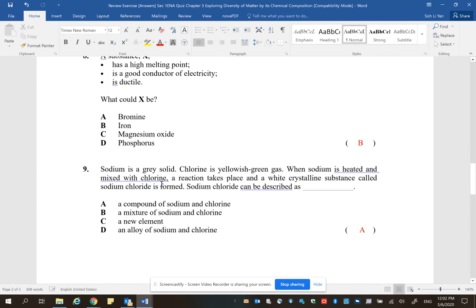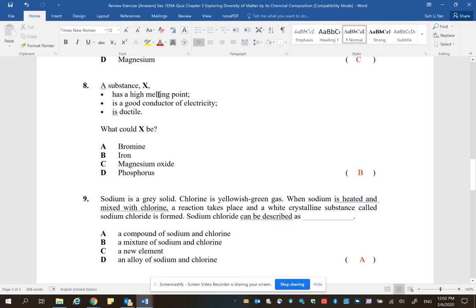How about question 8? A substance X has a high melting point, is a good conductor of electricity, and is ductile. Some of you may ask me, teacher, what is ductile? Ductile is something like malleable or flexible. That means you can bend it. Can be bent. So this is what they meant by ductile.